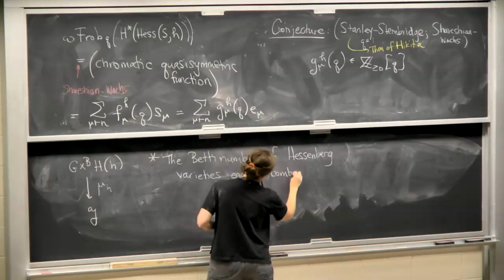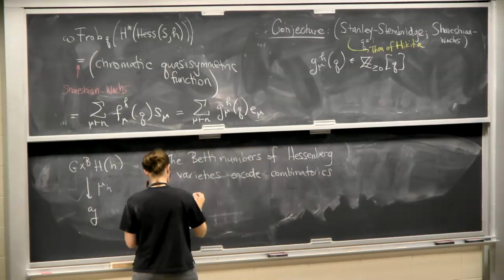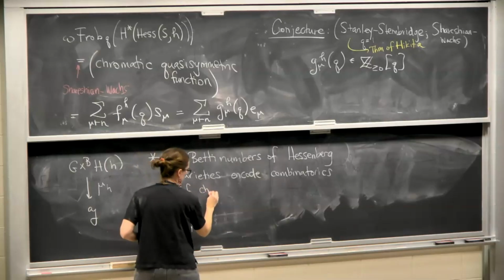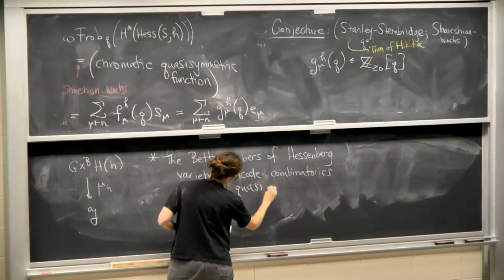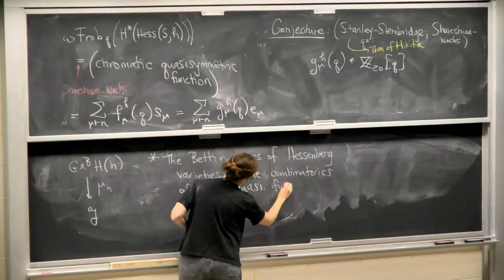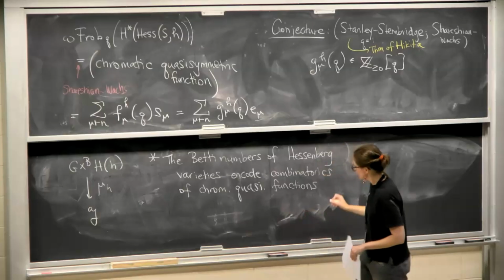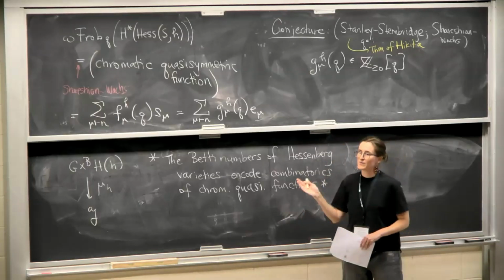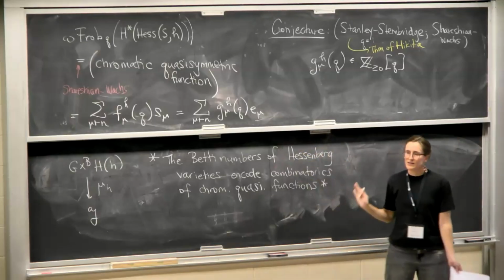combinatorics of symmetric functions, of chromatic quasi-symmetric functions. Of course, in the case that we're talking about, the chromatic quasi-symmetric functions are Schur positive. So this is maybe the statement to take away from this, right?